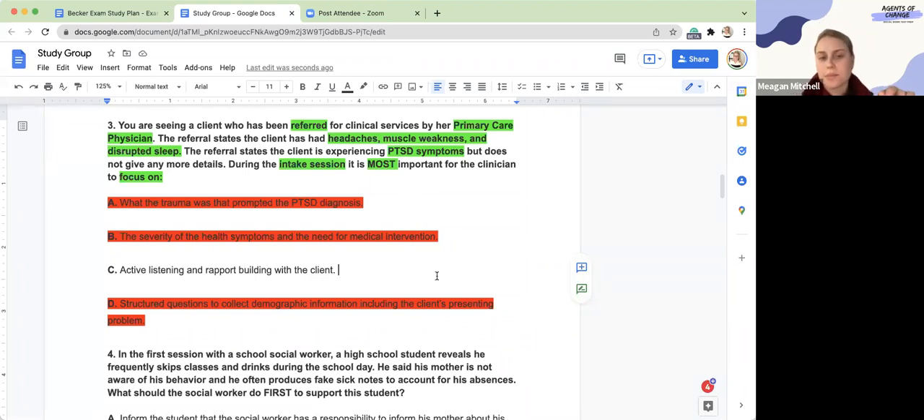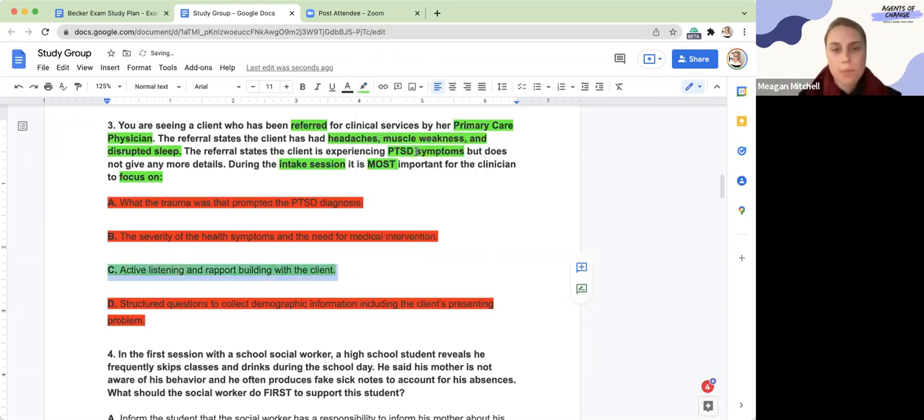This would be the assessment phase. Think of the helping process. We're not there yet. And they might feel more comfortable answering questions after we have built some rapport, especially when we are dealing with clients that might have a trauma past, which we know here. So the correct answer here is C, active listening and rapport building with the client.